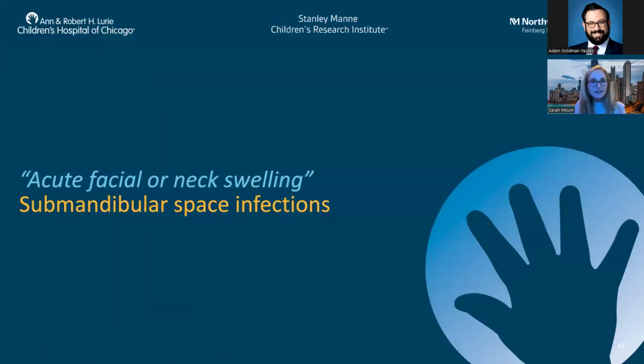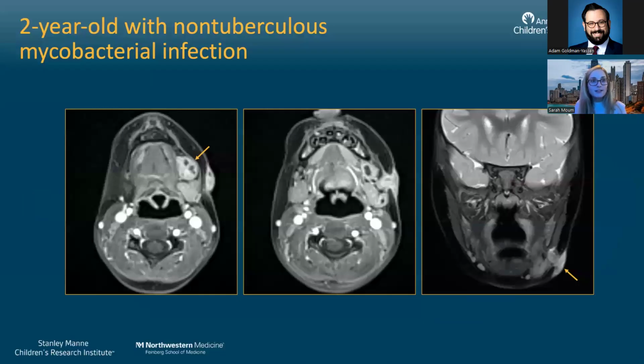All right, so moving on to the next space. We talked about parotid space infections, periorbital infections. So let's talk about submandibular space infections and see if we can hone the differential a little bit. You may already know what this pathology is just by looking at it quickly.